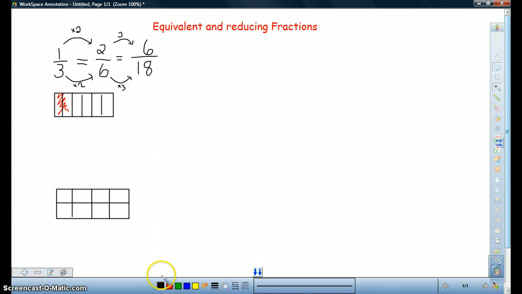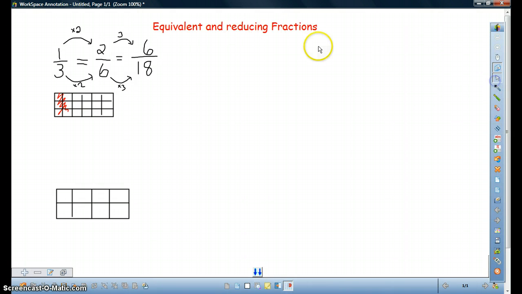And if I wanted to show that on my diagram, probably the easiest way is I'm going to divide my piece into 3 this way. So now all my little pieces are the same size, and there's 6 colored in red and 18 overall. Now reducing fractions works the same way, we're just working backwards.